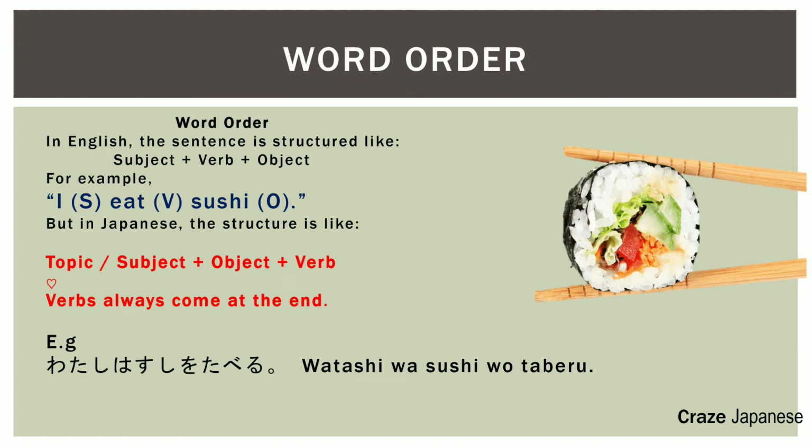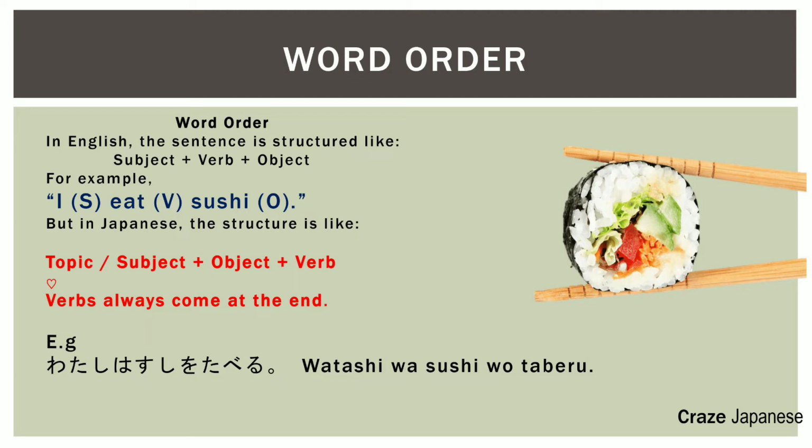Then add the verb, like watashi wa dash dash dash. It means I am dash dash dash. You can add your name in the brackets. So a simple example is topic or subject plus object plus verb, and the verb always comes at the end.